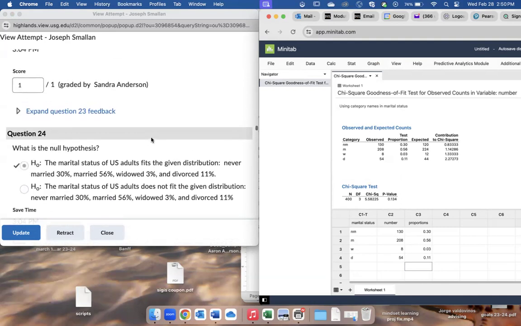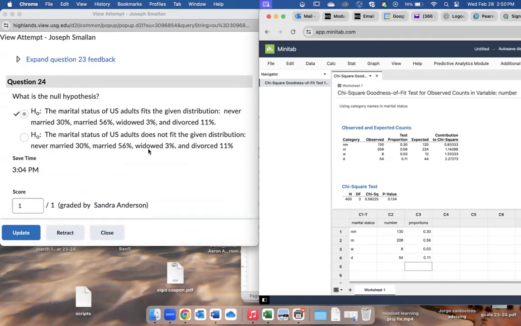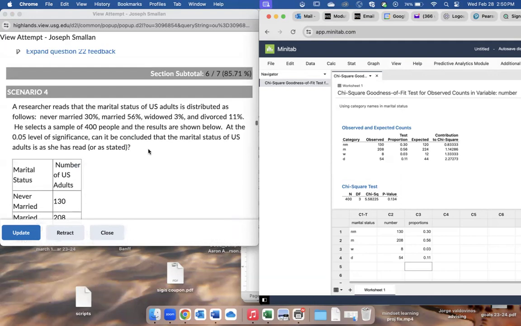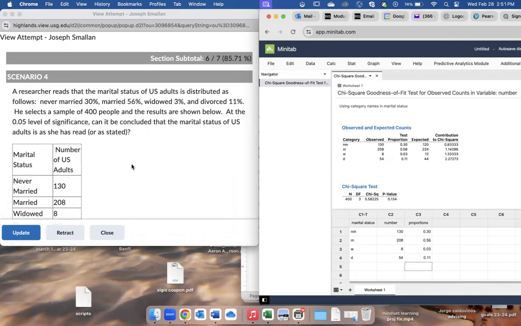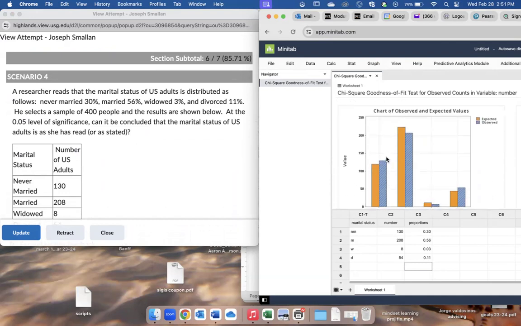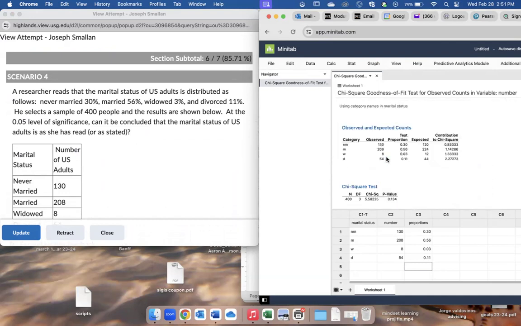You mentioned not putting the level of significance into Minitab. The only reason you have the level of significance is so that you can compare p to it. You do not have to put it in the computer on a chi-square goodness of fit test.